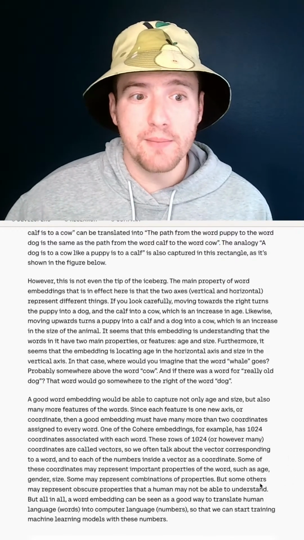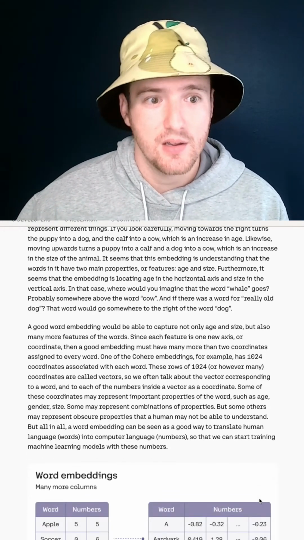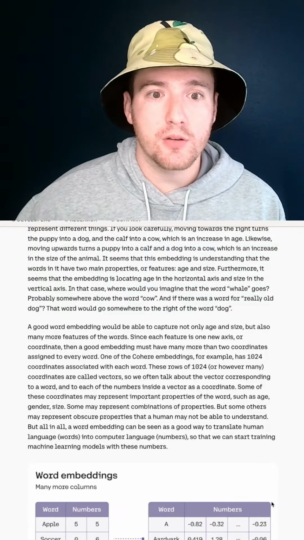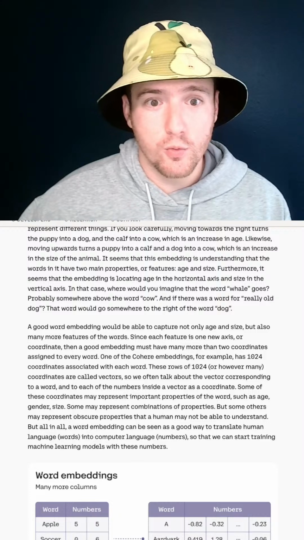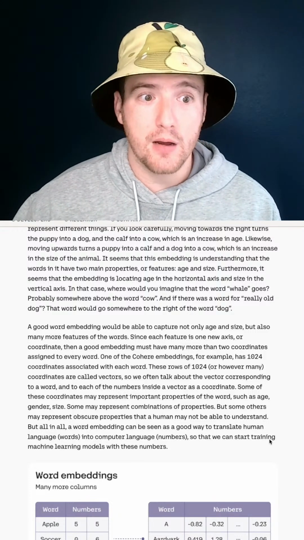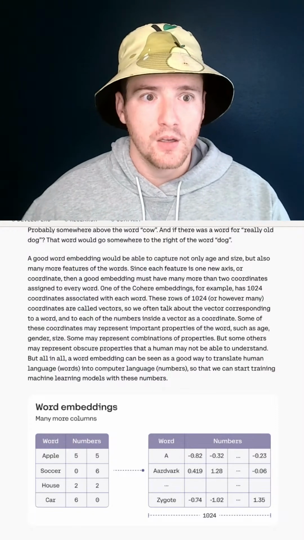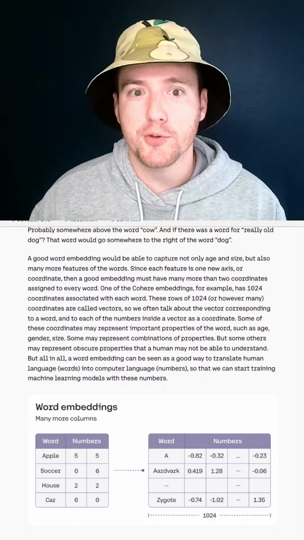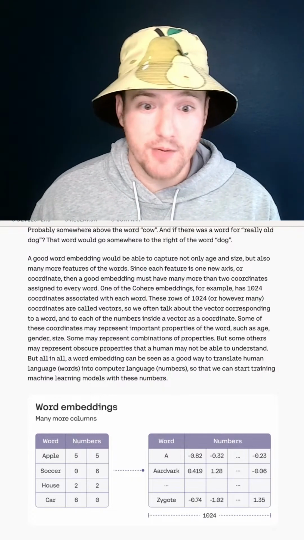Furthermore, it seems that this embedding is locating age in the horizontal axis and size in the vertical axis. In that case, where would you imagine that the word whale goes? Probably somewhere above the word cow. And if there was a word for really old dog, that word would go somewhere to the right of dog. A good word embedding would be able to capture not only age and size, but also many more features of the words. This is what I'm talking about.